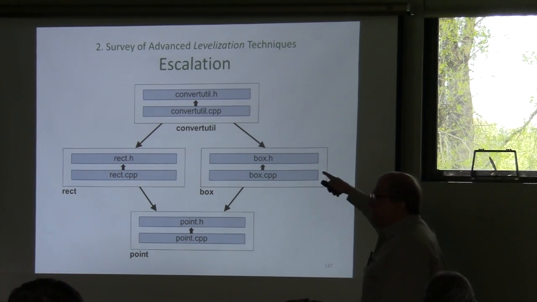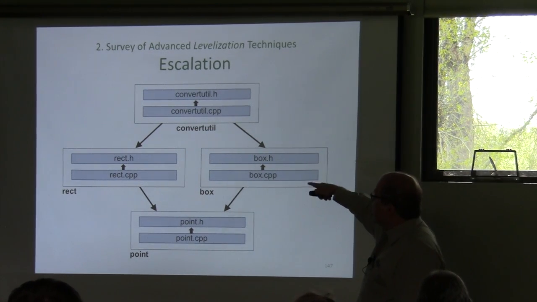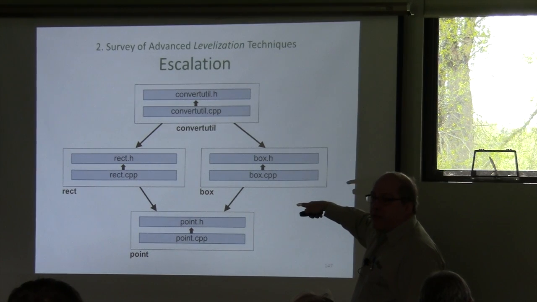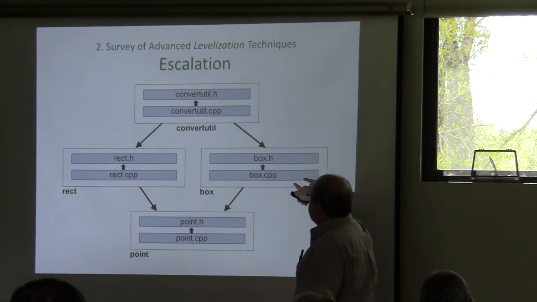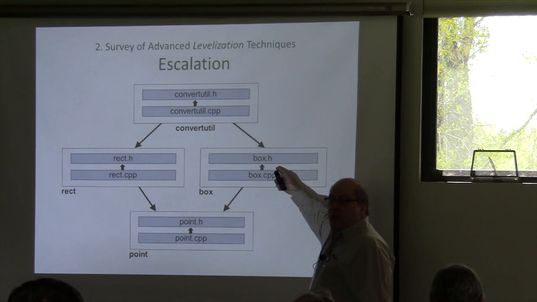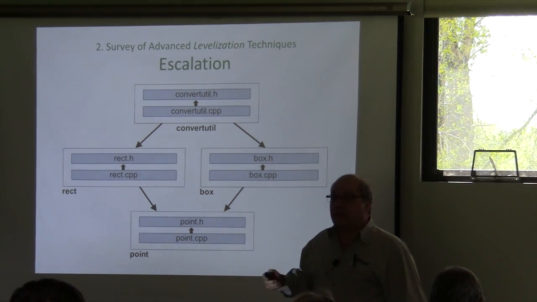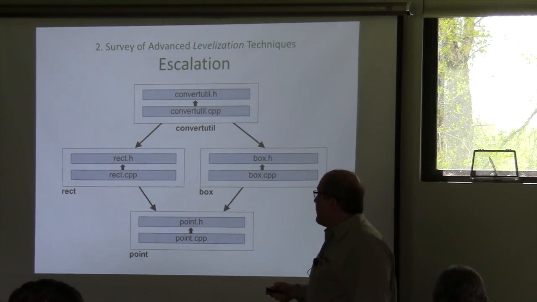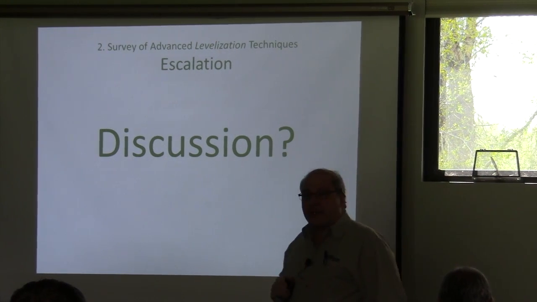So if we look a little deeper into this, this is really all the physical dependencies if you dig down to the file level. But we don't care about this. We know that the CPP always depends on the H, so we deal with the component as a whole. We don't care. Okay? Doesn't matter. Discussion about escalation.